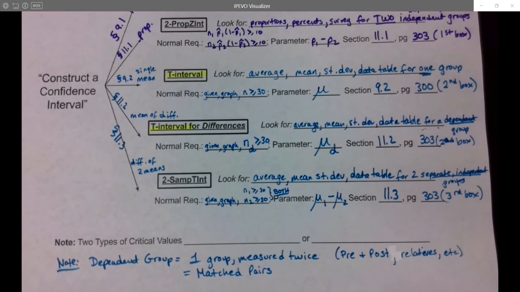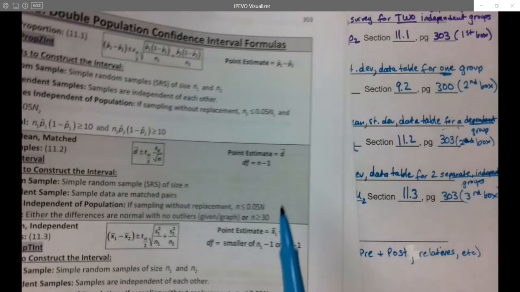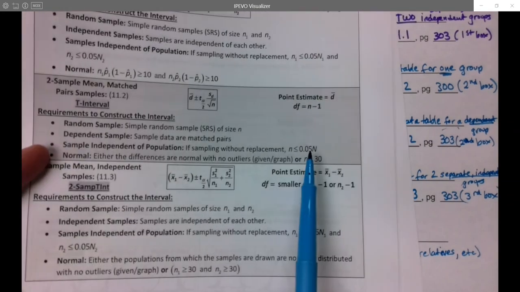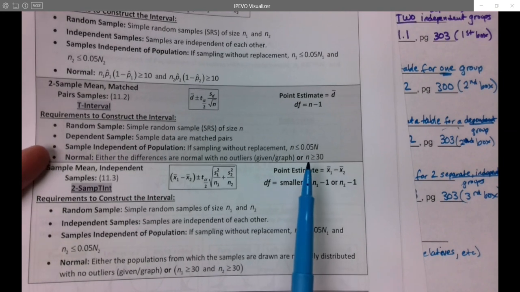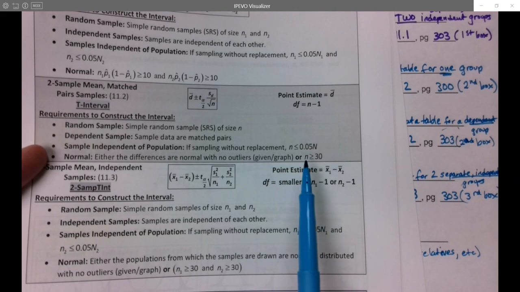independent of each other. As opposed to this one, where it's really there are two groups that are tied together, so they really form one group of differences. And it's that group of differences, that nD, that has to be greater than or equal to 30. Even though on the sheet, I actually wrote n, but it's really the number in the sample, which would be the number of differences that you found. So you could put a little d in after that in your head if you wanted to.